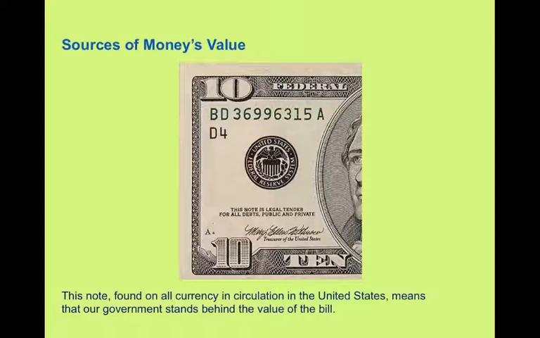Now, this note, which says, "This note is legal tender for all debts, public and private," is found on all currency in circulation in the United States. That means that our government stands behind the value of all the bills that it prints, and that's what gives it value, because it will be accepted by the government.